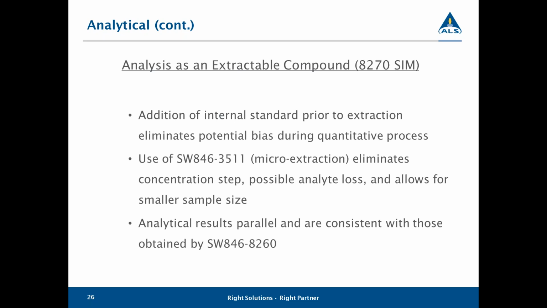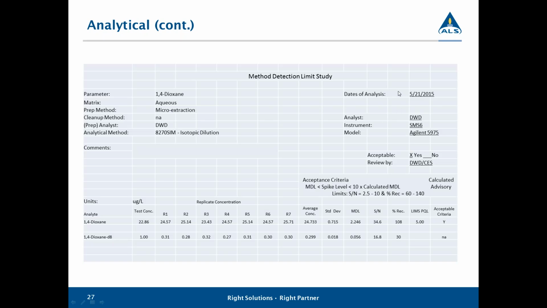And the analytical results are parallel or consistent with those obtained by A260, in some cases even better. So some of our clients really prefer that technique. Looking at the method detection limit study on that, our concentration, although not nearly as low as the water samples, we got a PQL of 5 and a percent recovery of 108%. So much better performance than the 43% that we saw. And 5 is a little bit higher than you might think, but again, we're using a much smaller sample size than we are for the standard A270.